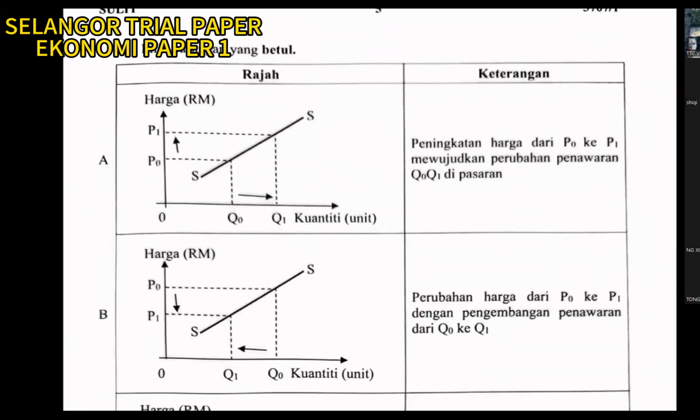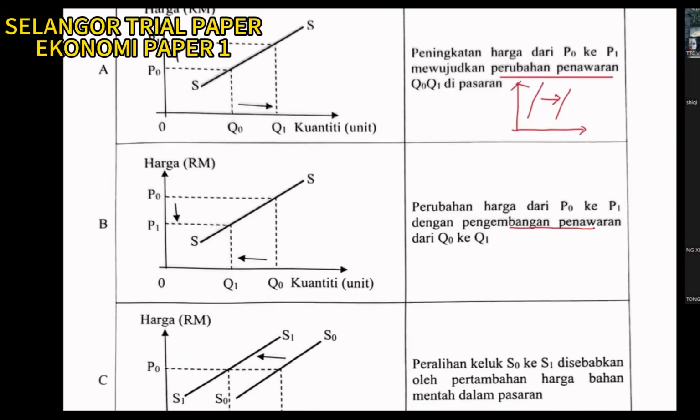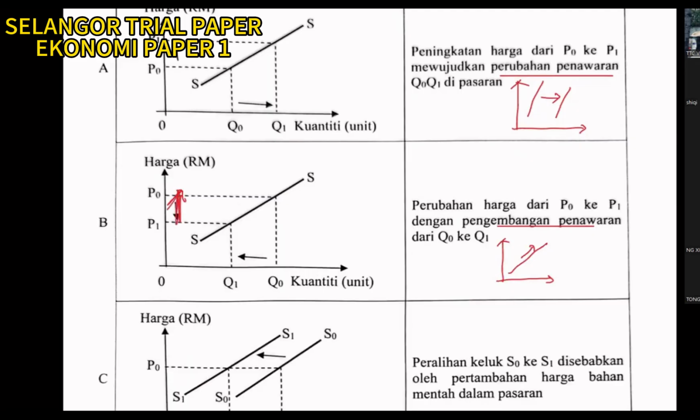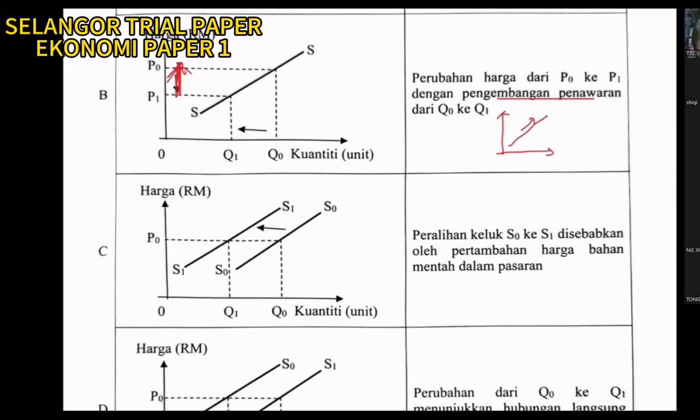Number 8. They use the word perubahan penawaran. Already wrong. Remember I tell you perubahan penawaran. They use this term when it is one line to another line. Perkembangan penawaran. Kembang is increase. So you should go this way. Price up, not price down. The arrow terbalik already. Is it C? Yeah, the answer is C.